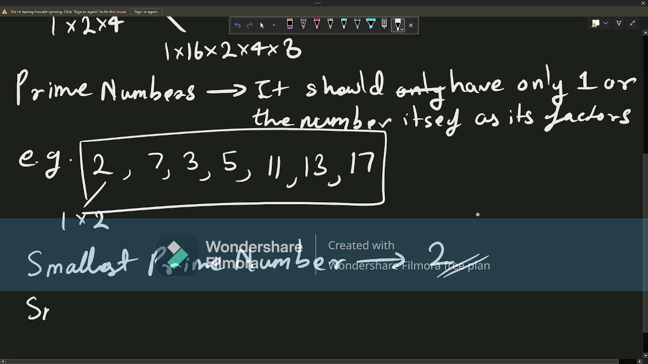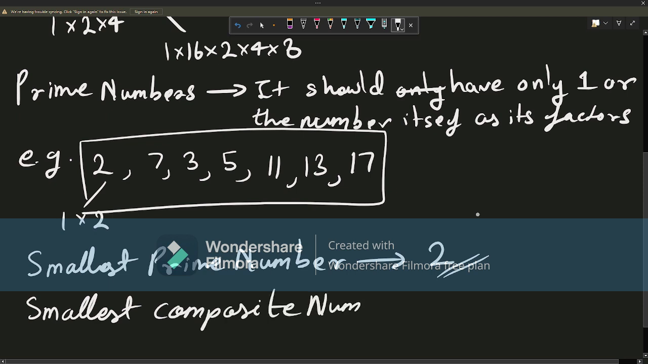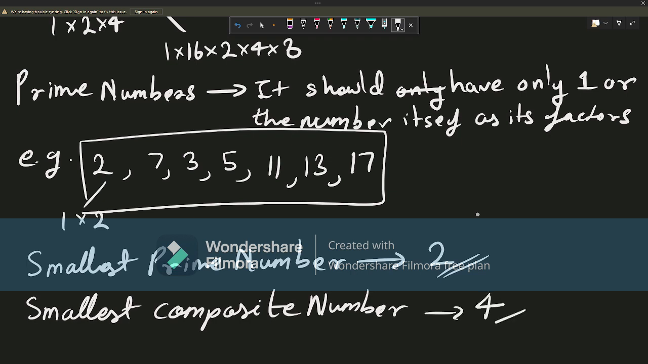Now, the smallest composite number is what? It is 4. Because 4 only has 3 factors: first is 1, the number itself, and 2. That's it. If you take 6, it will have 4 factors.